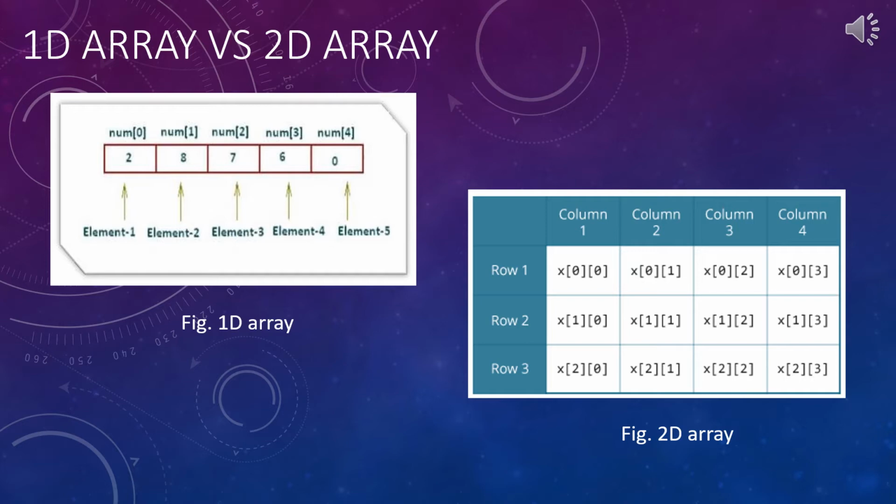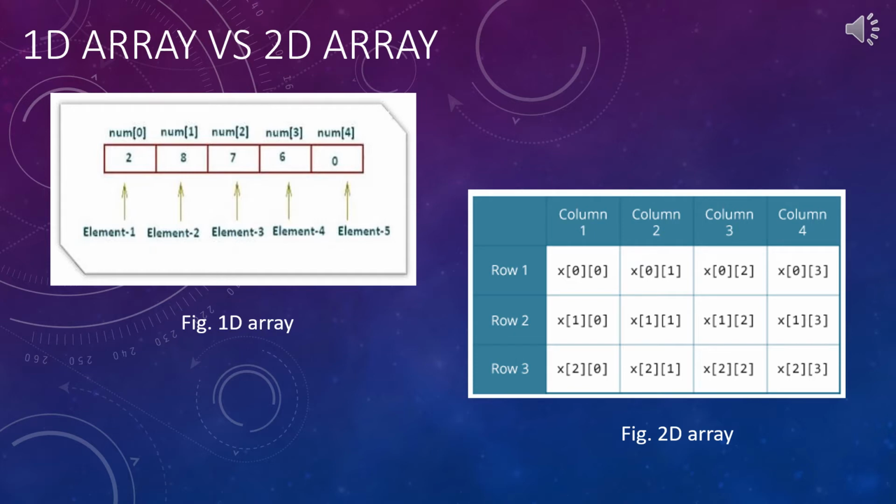In the first figure, we can see the array whose index starts with 0 and goes up to 4. That means a total of 5 values it can store. The values are 2, 8, 7, 6 and 0. That means the first element is 2, second is 8, third is 7, fourth is 6 and fifth is 0. So it's a very simple example of a 1D array.